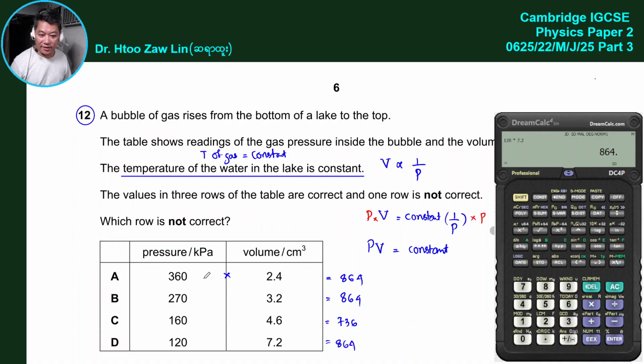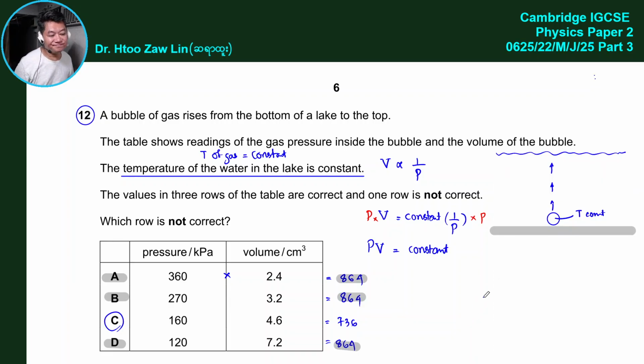So row A, row B, and row D always give a constant 864, but row C doesn't. So the incorrect row is C. So the correct answer must be C. So do you understand this? I hope this is clear.